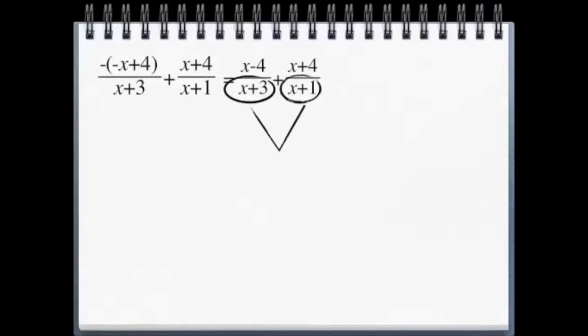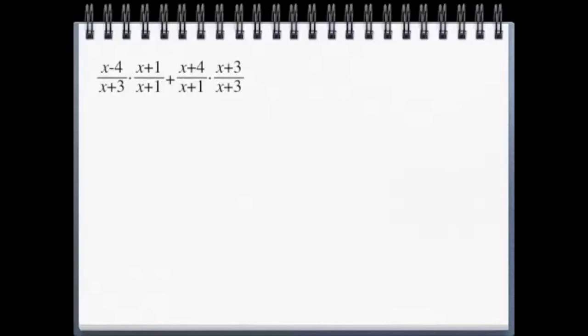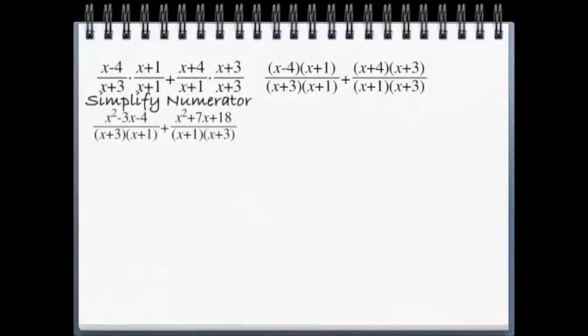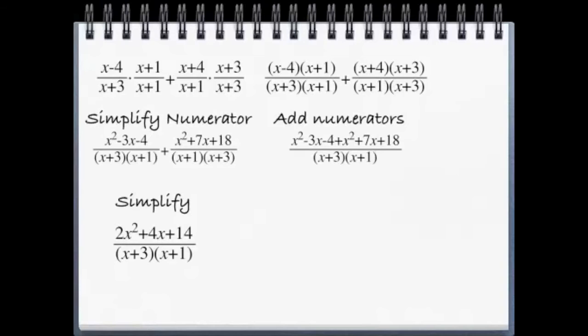Then you look at the two denominators and you multiply them to find your common denominator. You take the first rational and you multiply whatever is needed to make the common denominator, and you do the same thing for the second rational. Whatever is missing is what you have to multiply to get the common denominator. And you FOIL the numerators and you add them together now that they have a common denominator, and you simplify to get your answer.